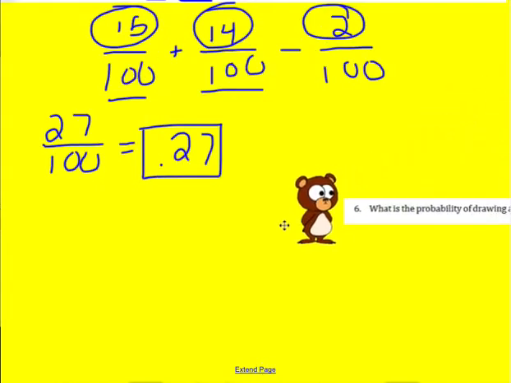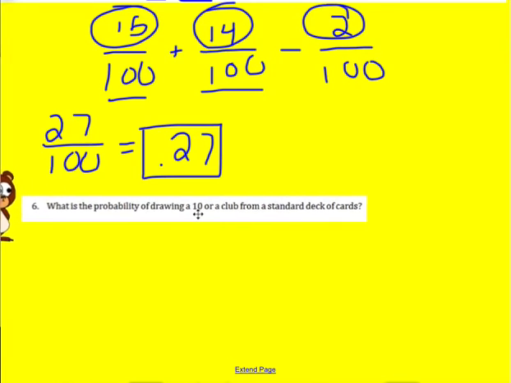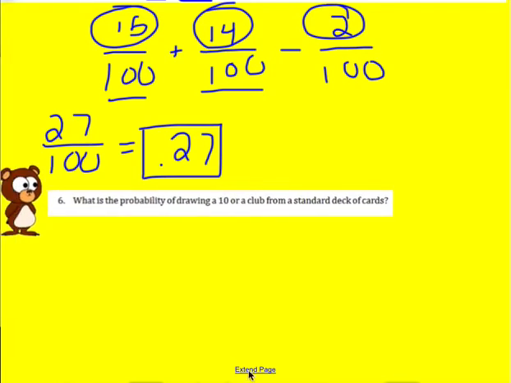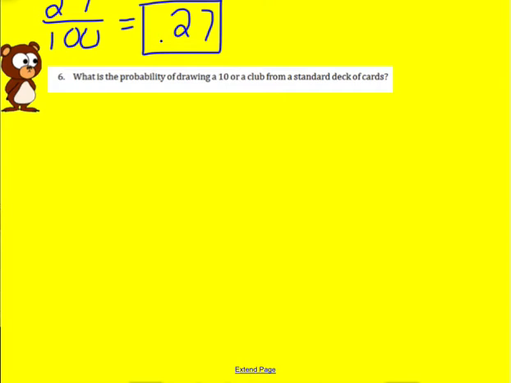Let's take a look at this last problem here. What is the probability of drawing a 10 or a club from a standard deck of cards? So let's take a look. First of all, let's find the probability of getting a 10. Let's think about a standard deck of cards. For a 10, there are going to be 4 10s in a deck. So 4 out of the 52 are going to be 10s.